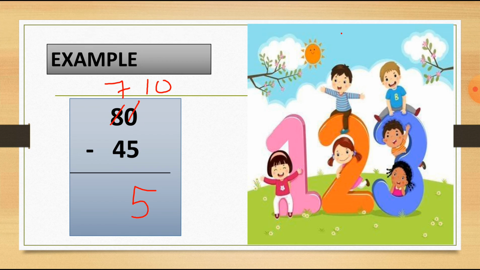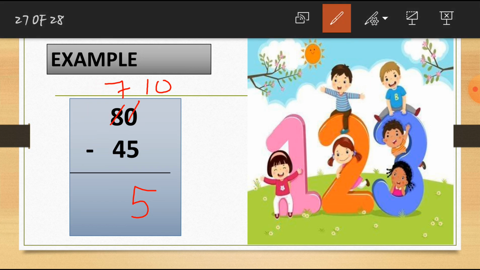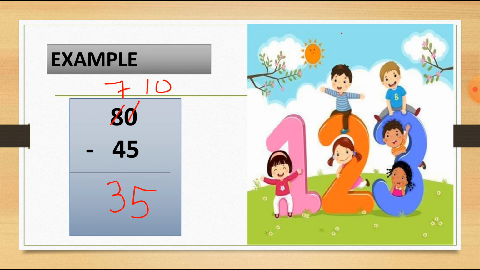I write the answer here. Now here is the 7 and 4. So 7 minus 4 is equal to 3. So I write 3 here, students. This way we have to borrow whenever 0 is on the upside. Whenever 0 is at the bottom side, no need to regroup, just write down the answer as it is. But if 0 is at the top side, we must regroup.